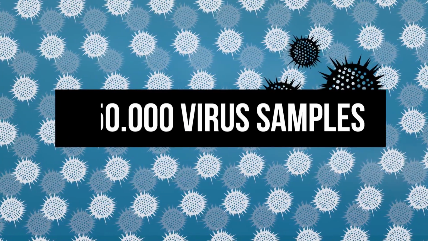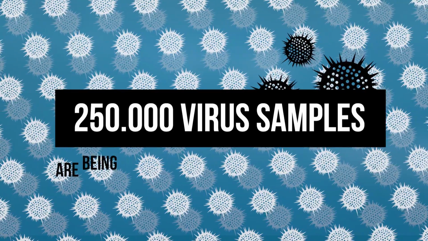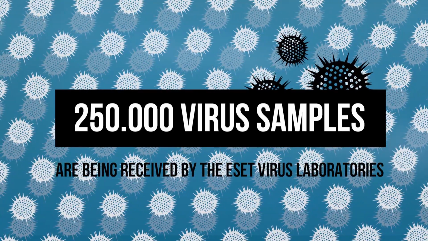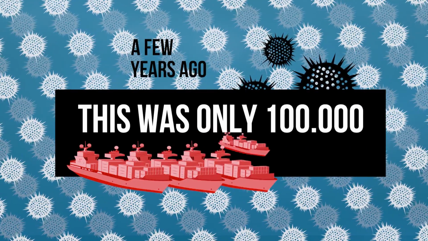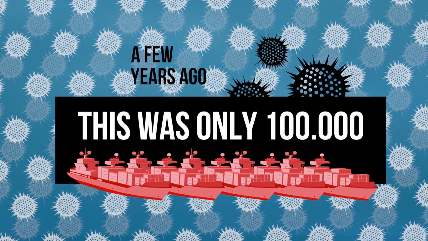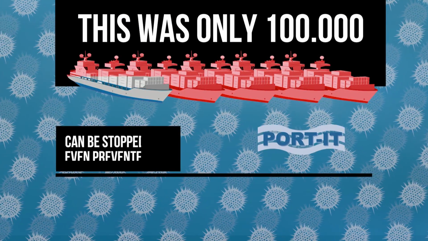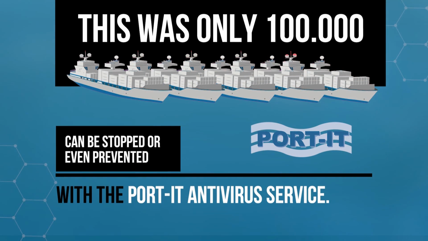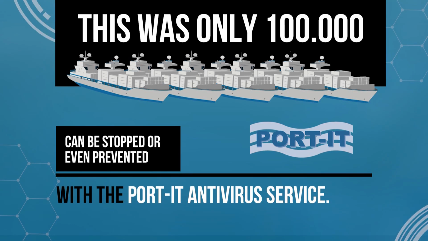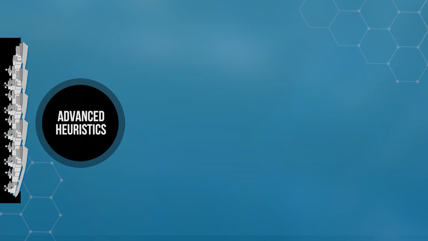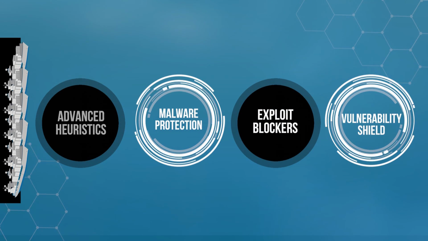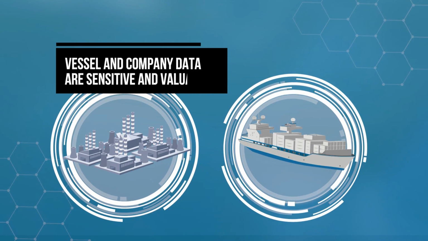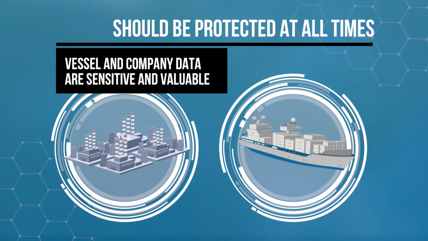Each day, around 250,000 virus samples are being received by the ESET virus laboratories. A few years ago, this was only 100,000. The threat of infections is greatly increased over the past few years. Attacks like these can be stopped or even prevented with the Port IT antivirus service. It uses the powerful ESET scan engine equipped with advanced heuristics, malware protection, exploit blockers, vulnerability shield, and more to keep your system safe. Vessel and company data are sensitive and valuable, and therefore should be protected at all times.